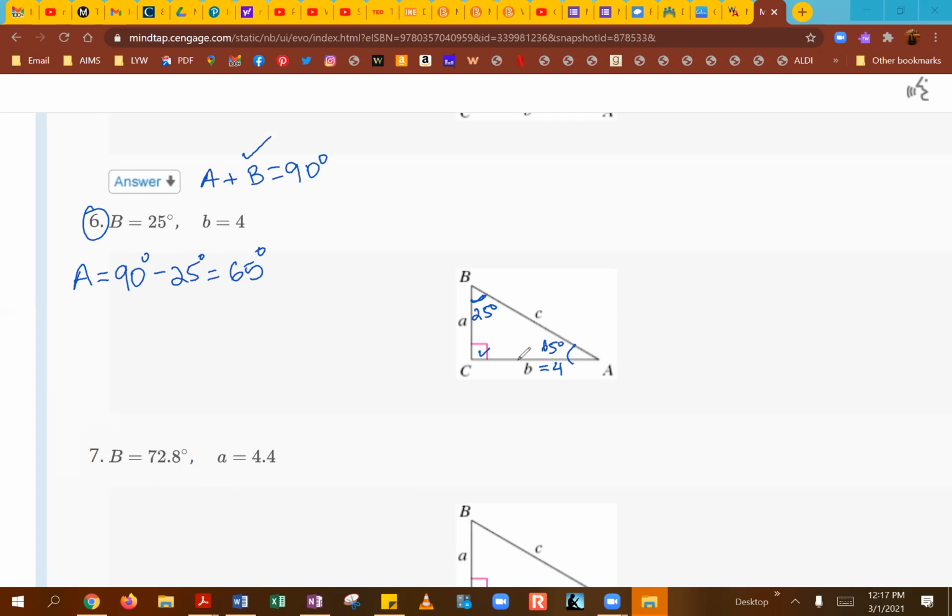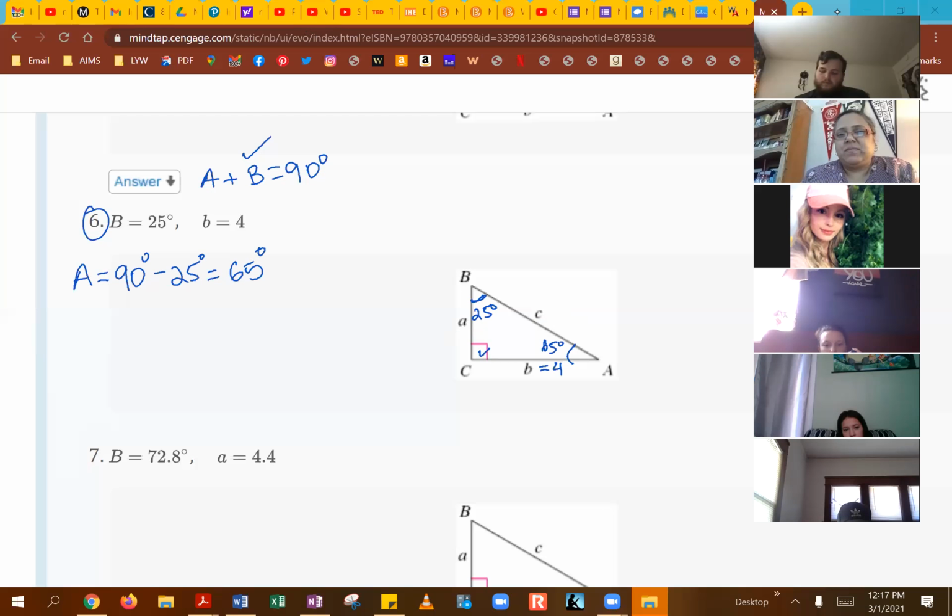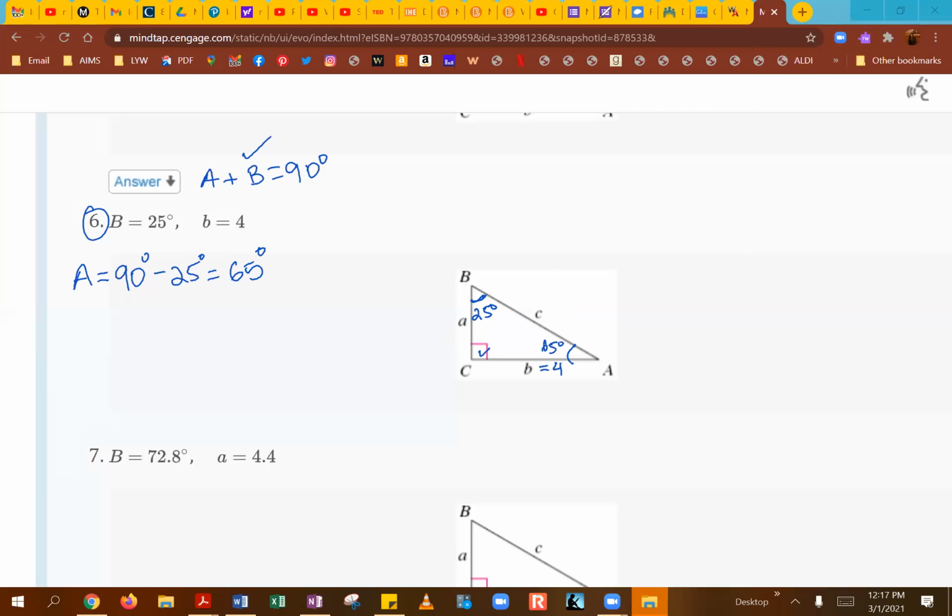So that guy's taken care of. Now we need to find the missing sides A and C. So let's see, which one do you want to find? Side C, side A? Does it really matter? Because depending on which side you want to find, you will have to decide which function you want to use. Okay, so Abdul Aziz is saying side C. So let's talk about side C next.